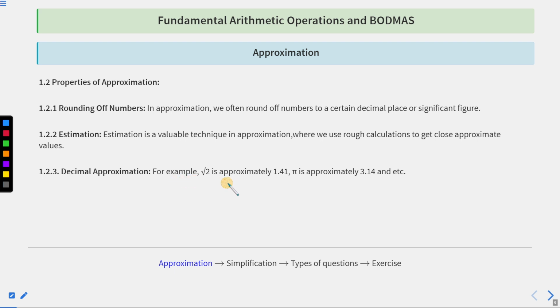For example, root 2 is approximately 1.4. Root 2 is obviously an irrational number and it goes on and on, as we have studied in number systems. So root 2 is approximately 1.41 and pi is approximately 3.14. Again, pi is also an irrational number, so it's non-recurring, non-terminating, but still we often use it as 3.14 and so on.